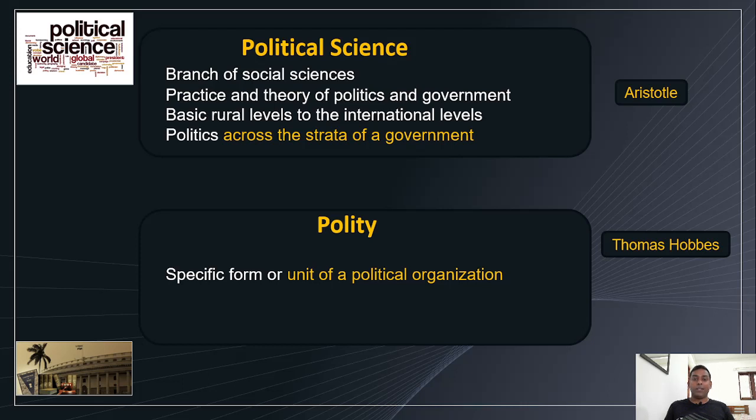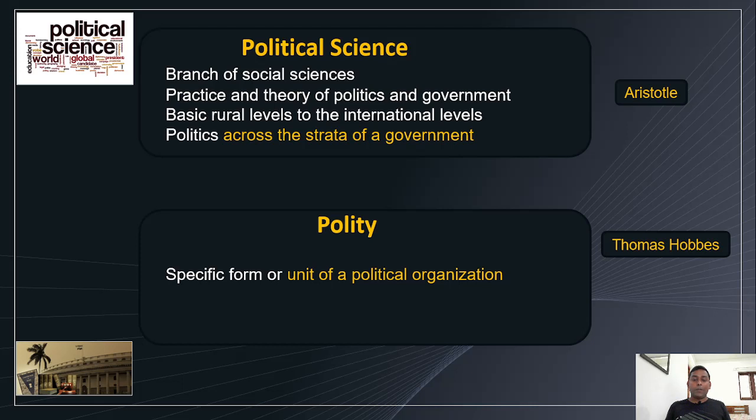It's a branch of social sciences, and it deals with the practice and theory of politics and government, from the basic rural level to the international levels. So it has a wide span of functionality, right? Yes. Politics across various strata of the government, but polity is specific. We can say political science is a broad concept, polity is a narrow concept. Actually, it is not narrow, but for the sake of understanding, you can think like that.